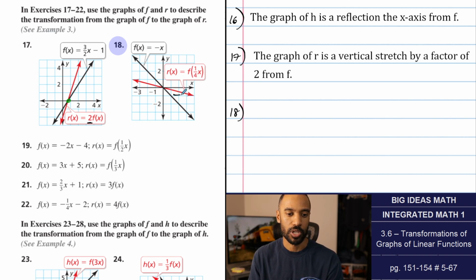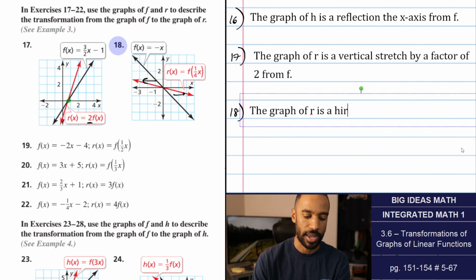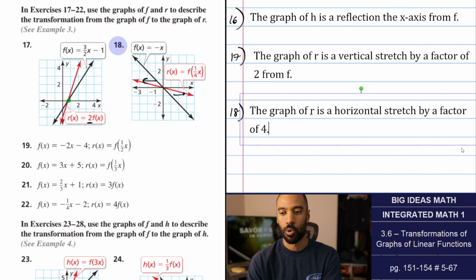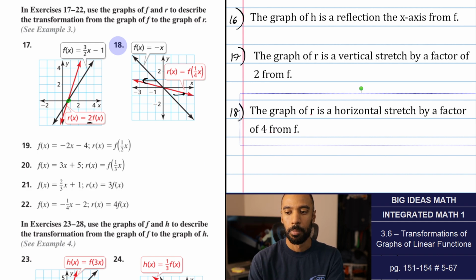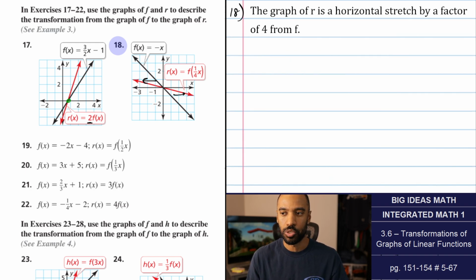You can tell that in the horizontal realm, this thing's stretched. It's stretched here, it stretched there. It stretched 4 times more than it did before. The graph of r is a horizontal stretch by a factor of 4. Remember, anything inside of the function not only affects something horizontally, but it also does the opposite of what you see in there. When we see a 1/4 inside there, that means you go 4 times bigger on your x's.